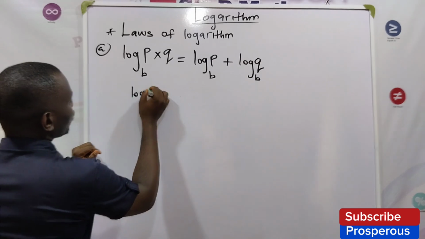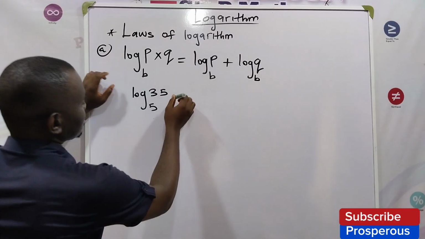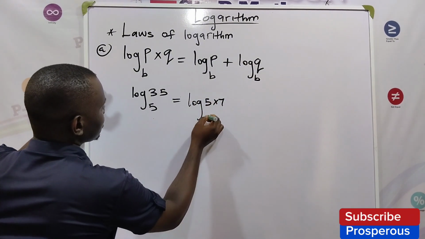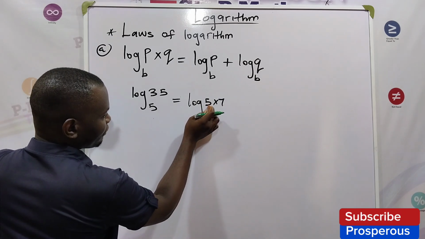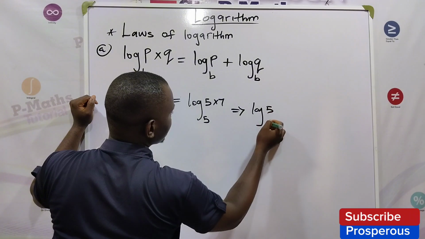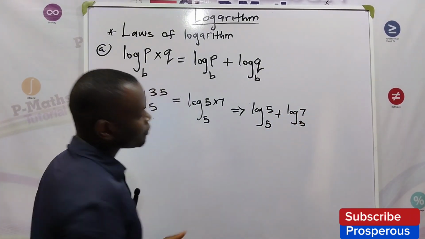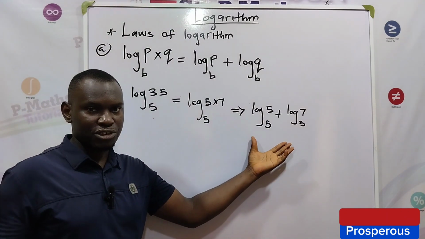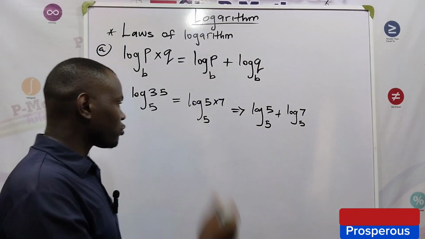Now let's look at an example. I have the logarithm of 35 to base 5. To simplify this, 35 is the same as 5 times 7, to base 5. Then I can split 5 and 7. That would give us logarithm of 5 base 5 plus logarithm of 7 base 5. From there, we can simplify further. But for today, we are not solving the simplification. Subsequent videos will take us through the simplification of logarithm.